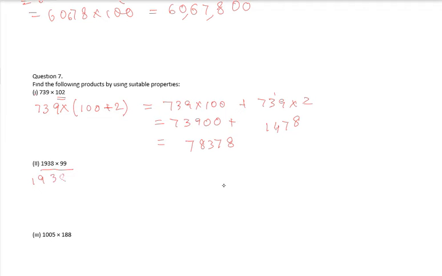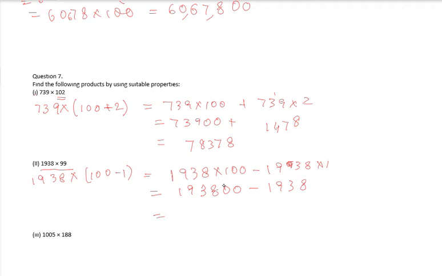Okay, the next question is 1938 into 99. So 1938 multiplied by 99. So I can write this as 100 minus 1 again, because multiplication with 100 is easy, into 100 minus 1, 1938 into 1. So that's 193800 minus 1938. So if I do the subtraction, I get 2, 6, and this is 7 minus 1, 7 minus 9 is 8, and this is 2 minus 1 is 1, 19.